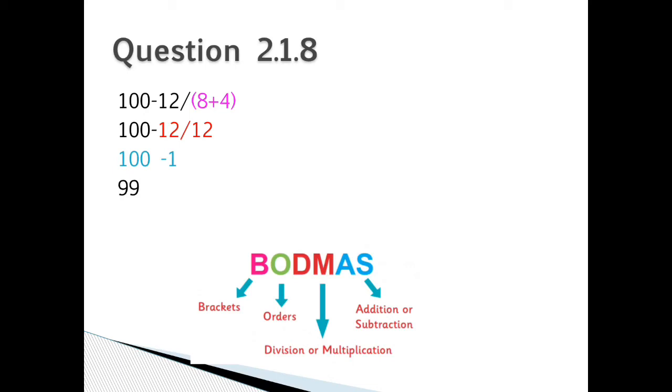So, in the question, we will do what's in brackets first, 8 plus 4, which is 12. We will then do the division. 12 divided by 12 is 1. We will then do the subtraction. 100 minus 1 is 99.